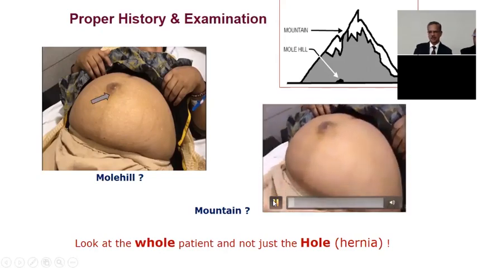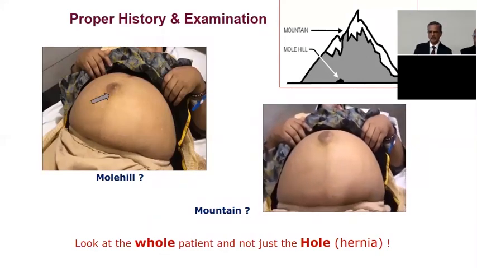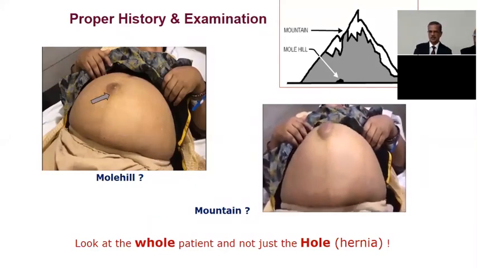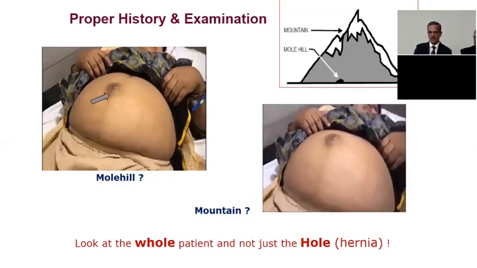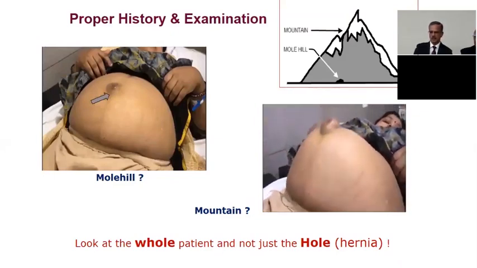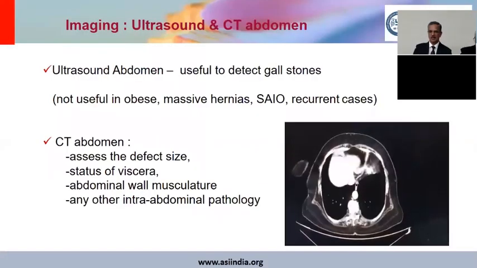When you properly examine this patient with the leg raising test, the head raising test, and also by asking them to cough, you can see what is lying behind. The entire abdomen is weak. Don't look only at the hernia; look at the patient as a whole and manage the patient as an entire patient.